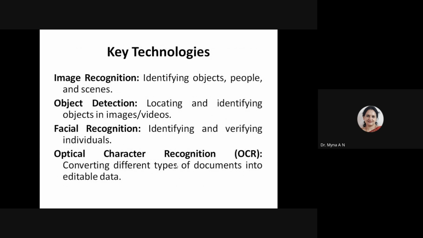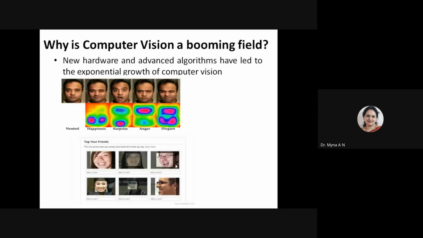The key technologies used are image recognition, where from the given image, objects, people, and scenes are identified. Next is object detection, locating and identifying objects. Facial recognition, identifying and verifying individuals. Optical character recognition, converting different types of documents into editable data. New hardware and advanced algorithms have led to the exponential growth of computer vision.